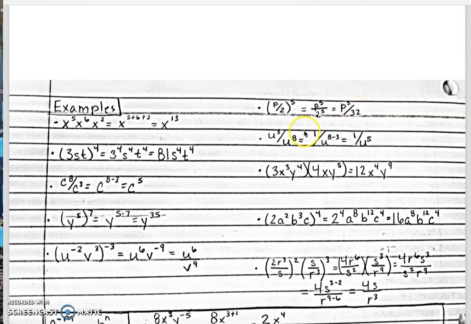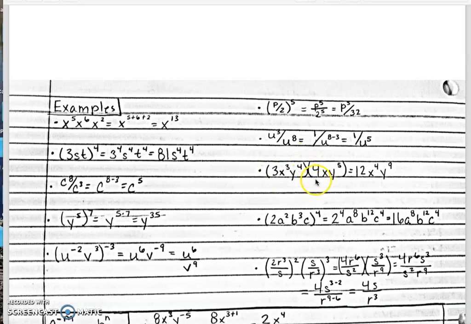u cubed over u to the eighth. Again, I like to move to wherever the largest exponent already is. So 8 is bigger than 3, so I'm going to move the 3 down. Since I always have to have something in my numerator, I just go ahead and put a 1 there. And it becomes 1 over u to the 8 minus 3. Remember, when we have a fraction, we subtract exponents. 8 minus 3 is 5, so it becomes 1 over u to the fifth.